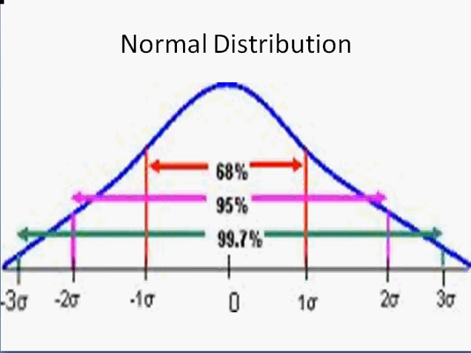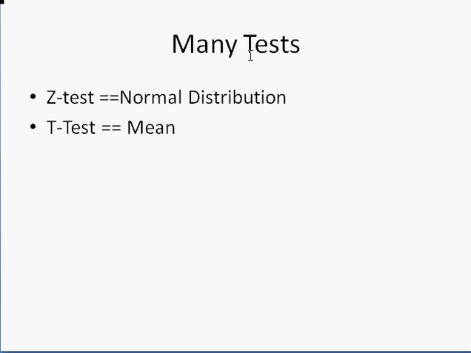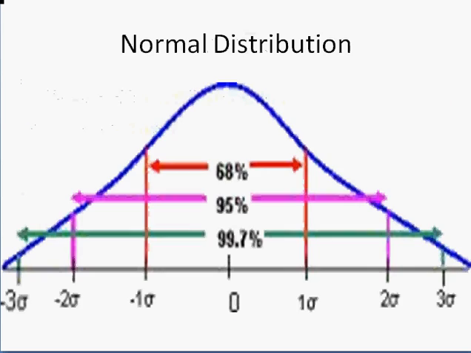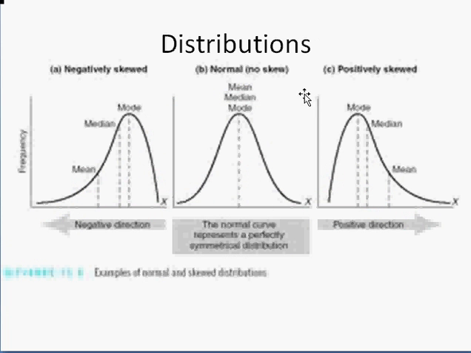That's cool. And then also, there are many, many types of tests, but I'm gonna go over two. The first one I learned about was the z-test. The only thing about the z-test is you're only testing for things that have a normal distribution, like we saw here and here.